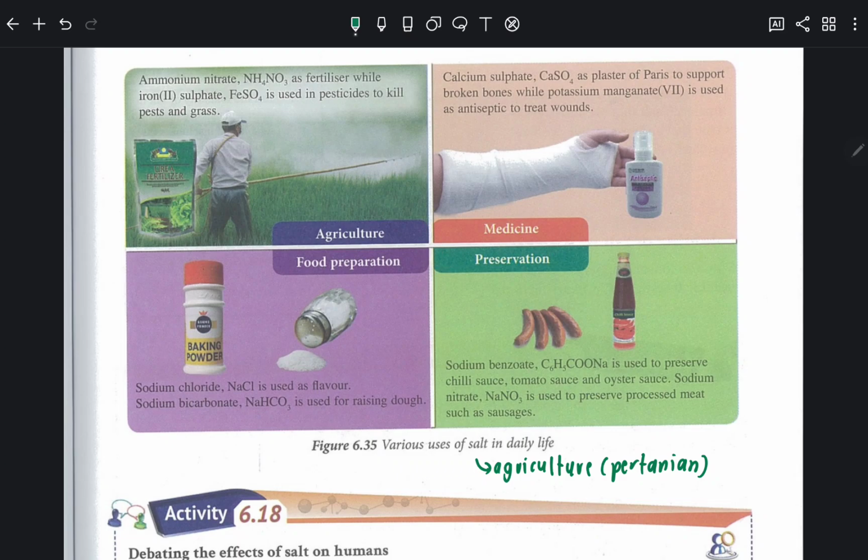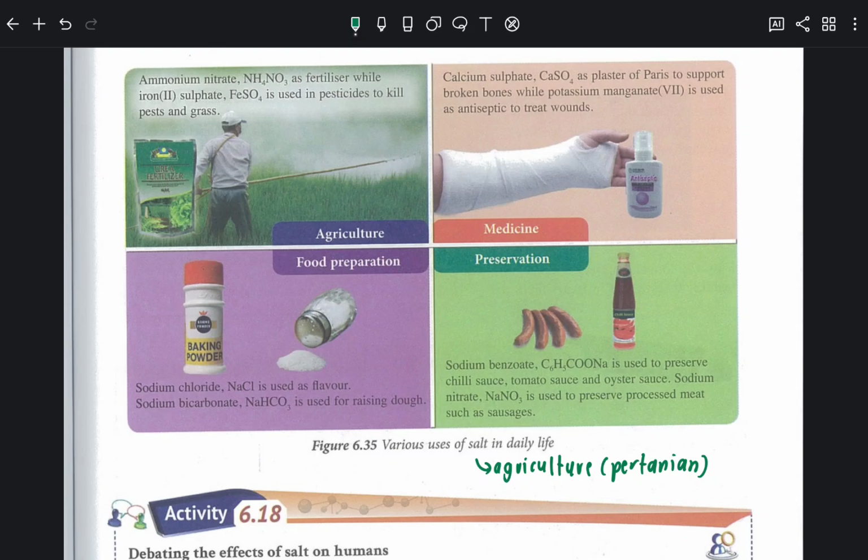Food preparation means when you are preparing the food, you might add certain salts just to ensure that the food tastes better, or to make it more appealing for people to eat. But preservation is after you prepare the food, and no one buys it yet. So you have to keep the food, but you cannot keep it for so long. So that the food won't go stale quickly, won't reach its time to be put in the dustbin, people will use certain salts to preserve it.